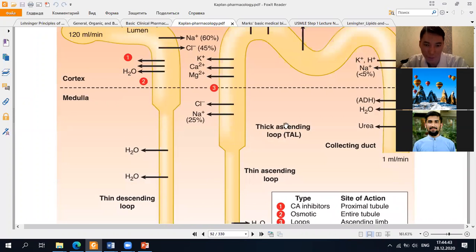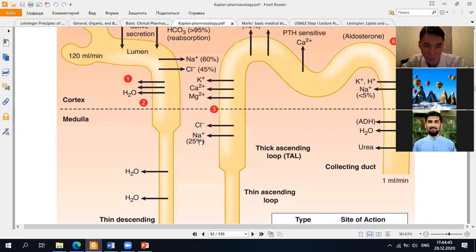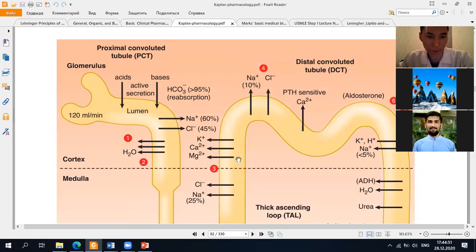Now in the thick ascending loop, there will be an excretion of sodium ions and chlorine ions too. And here we have the distal convoluted tubule, the distal tubule, in other words. In the distal convoluted tubule, there will be a reabsorption of calcium and magnesium ions.